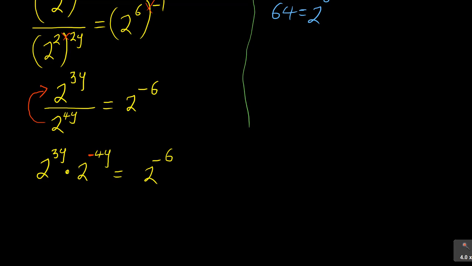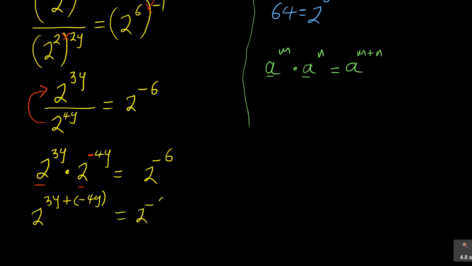Now if you still remember the laws of exponents, which I said, if you are given a to the power m dot a to the power of n, bases are the same, you need to say a to the power of m plus n. You add the exponents. Similarly, here you can see that these bases are the same, so you're going to have 2 to the power of 3y plus -4y is equal to 2 to the power -6.